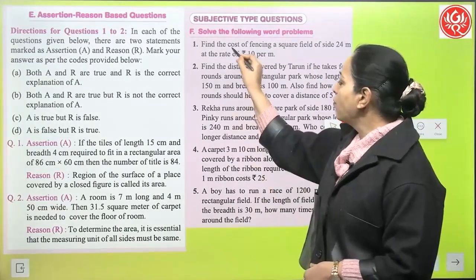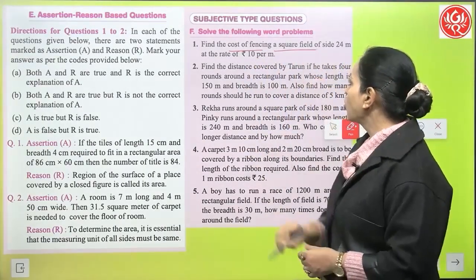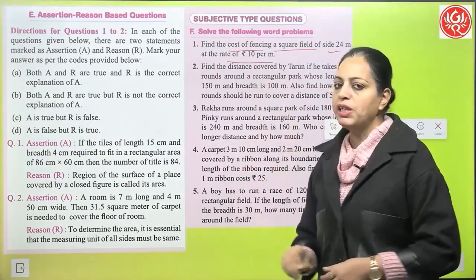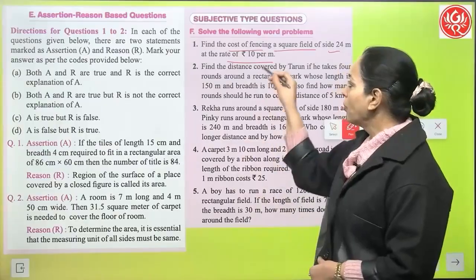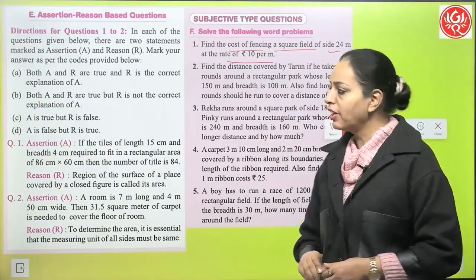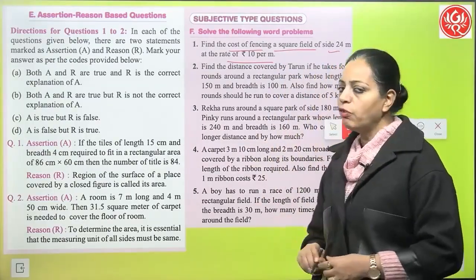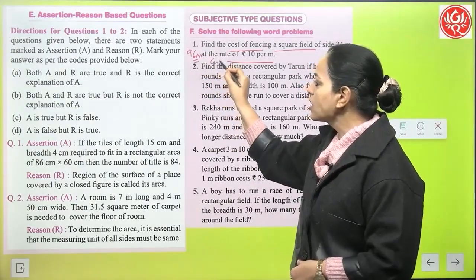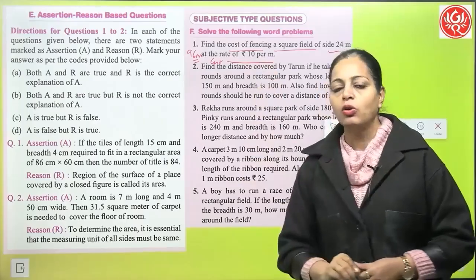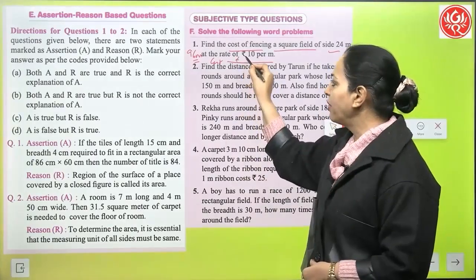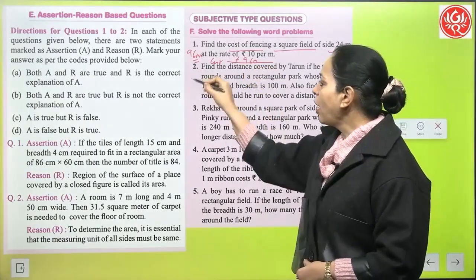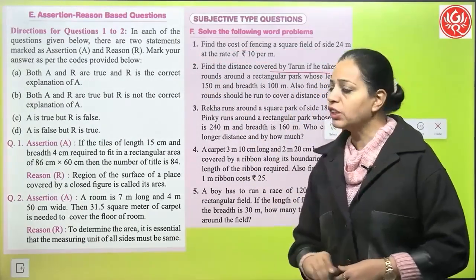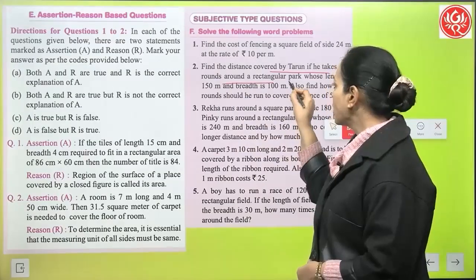The first one, find the cost of fencing a square field of side 24 meter at the rate of rupees 10 per meter. तो हम क्या करेंगे, पेरीमीटर फाइंड करेंगे. 4 into 24 that is 96 meter. Then find the cost. 96 into 10 rupees 960.